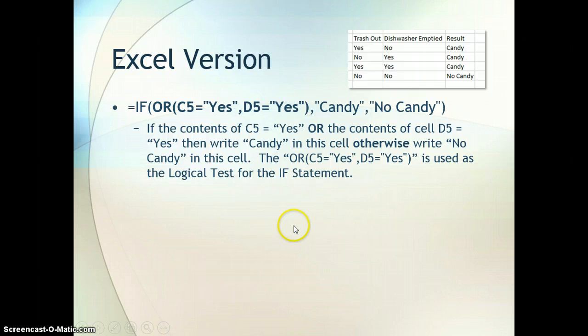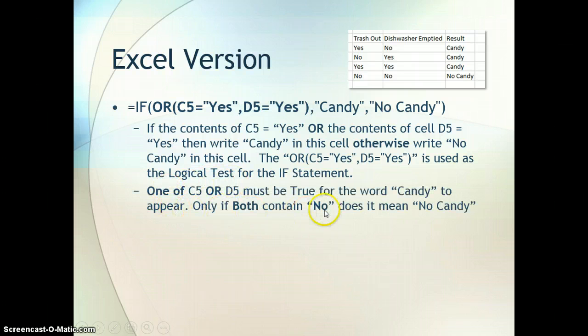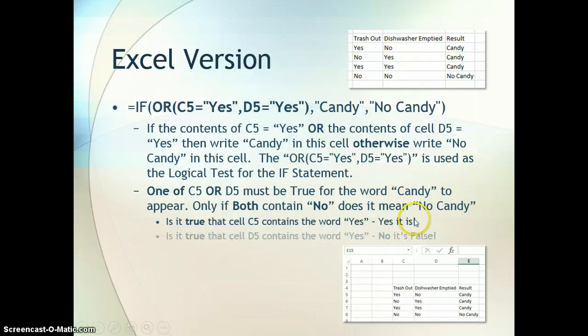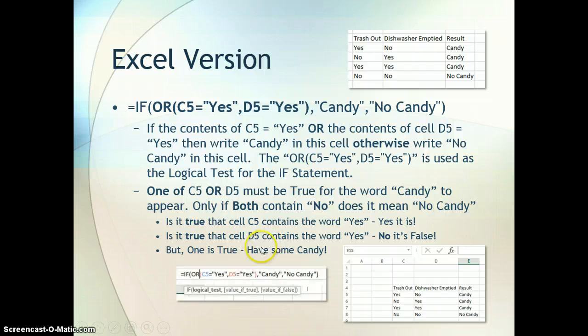Okay, and that's how the OR statement is used in the logical test area. So we've got the same here. Is it true that the C5 contains? So one's false, one's true, but that's okay because we're looking at an OR and only one has to be true, so we still get the candy. And you can see here the logical test area is this OR statement, which has been slotted into the logical test area. Okay, and here it is in action.